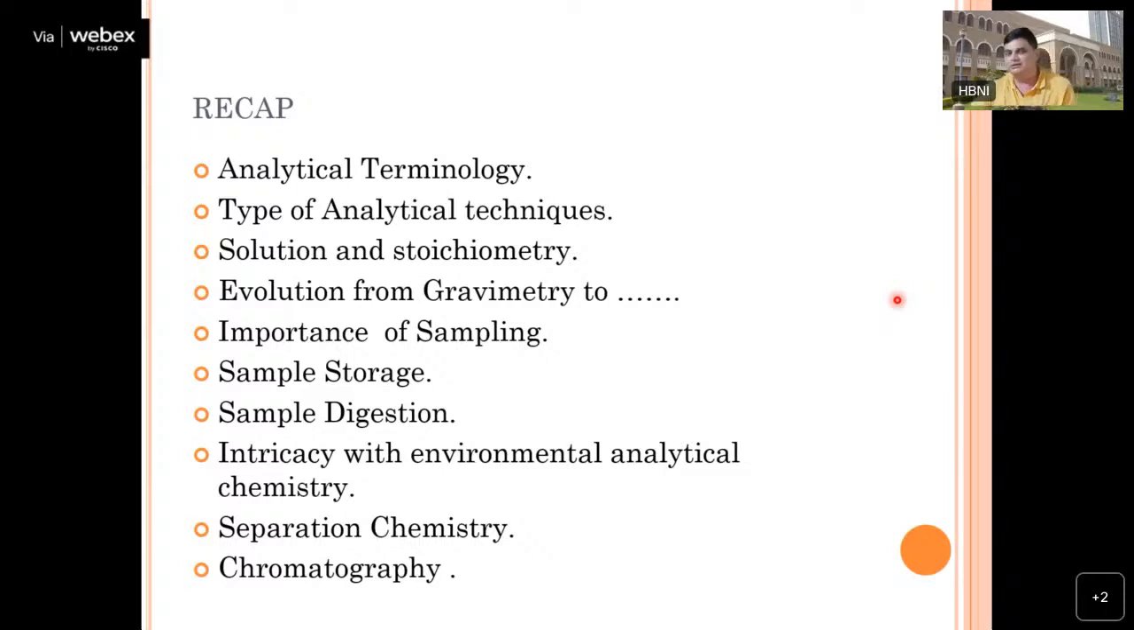Then once you have done the sampling, how to store the samples actually? Because it's not always possible that you just take the sample and start doing the analysis. Okay, so there is a time lag. Are there any questions?